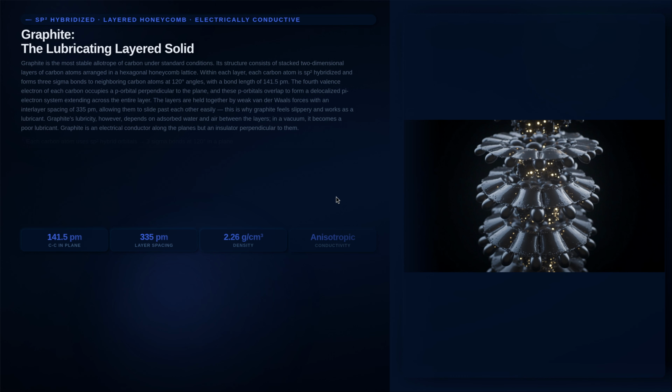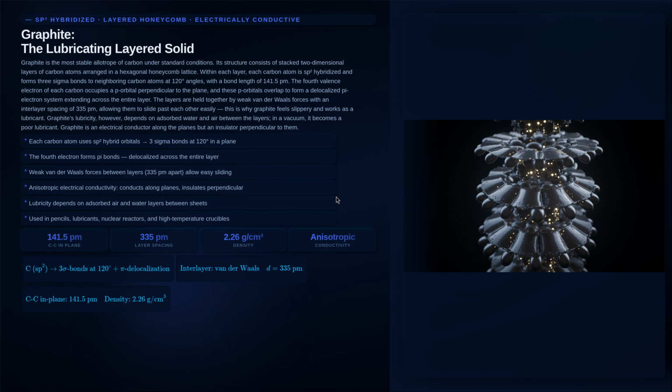Now we turn to graphite, the most stable form of carbon under normal conditions. Graphite has a completely different structure from diamond. Carbon atoms in graphite are sp2 hybridized, forming 3 sigma bonds at 120-degree angles within a plane, creating a honeycomb or hexagonal lattice. The bond length is 141.5 picometers.